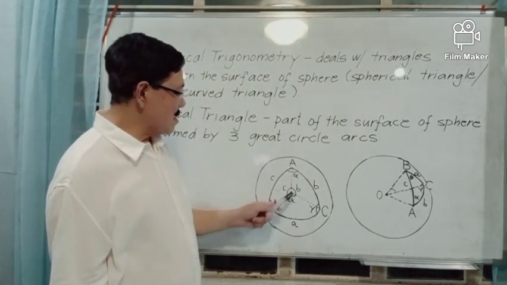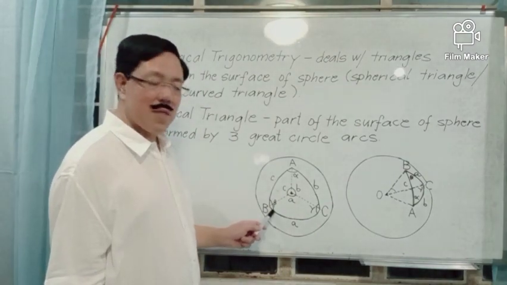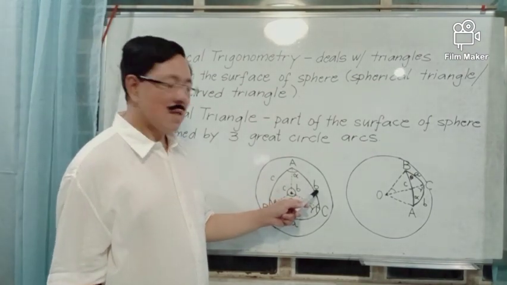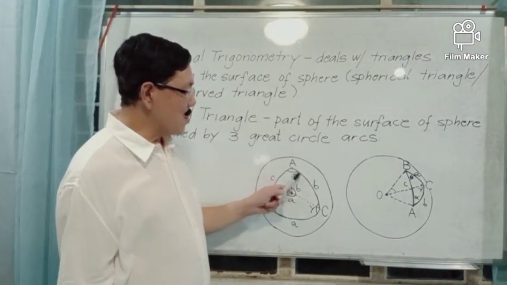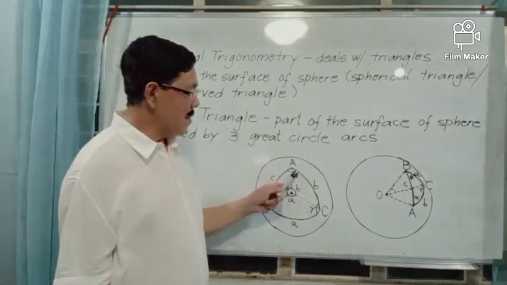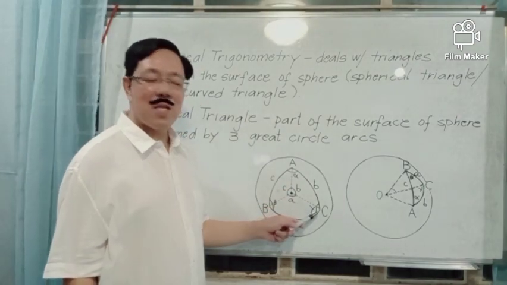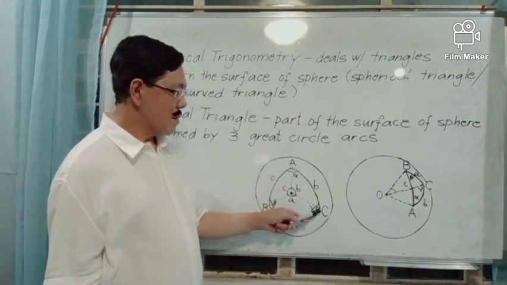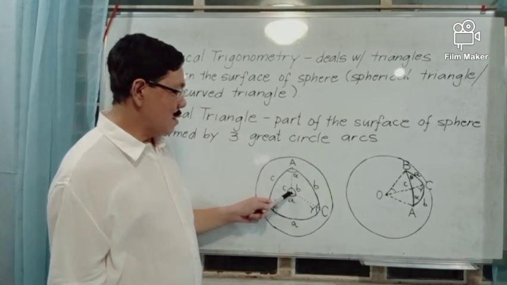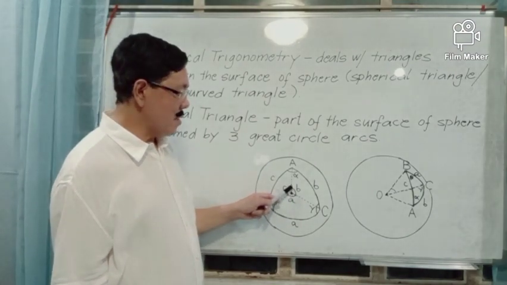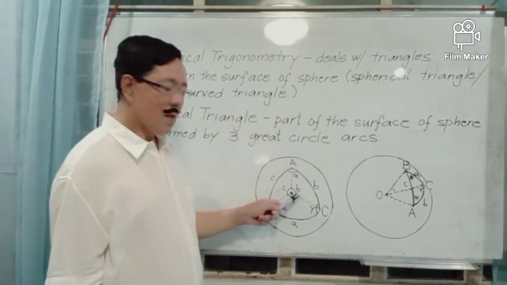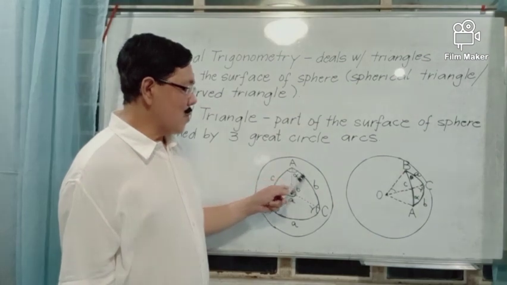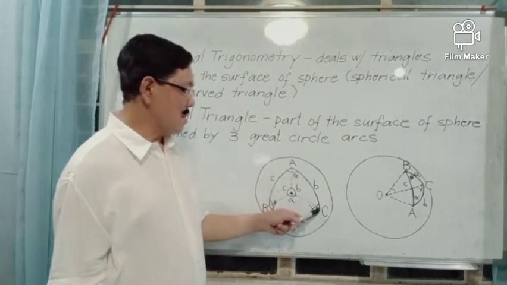The second side is the side opposite vertex B or opposite angle beta. This side small b is the length of the arc through vertices A and C. And the length of this arc is equal to the measure of the angle subtended by this arc AC at the center of the sphere, and it is given by this angle small b. This angle small b is the measure of this side small b. It is equal to the length of the arc AC.